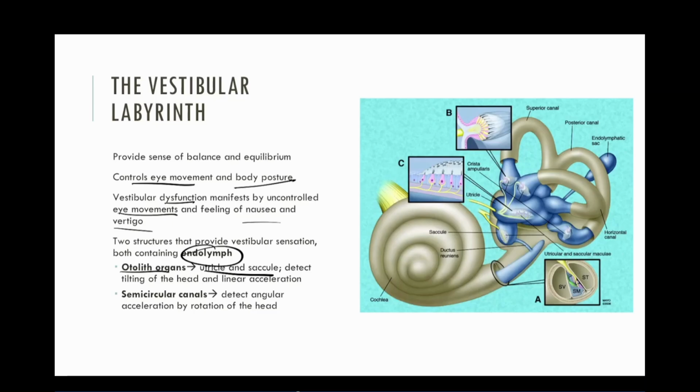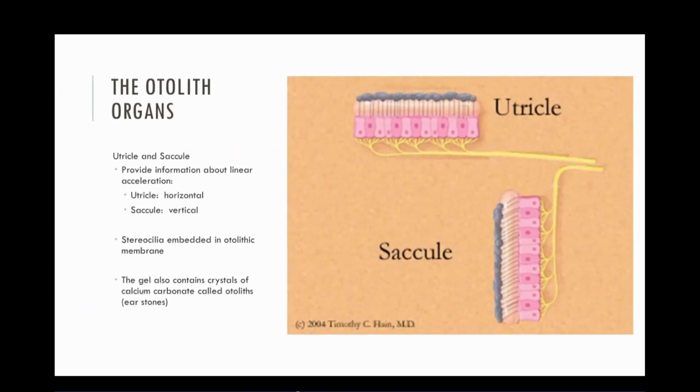The semicircular canals detect angular acceleration. Okay, so we know, are we going on an angle? Are we going up, down, sideways? Which way are we going? And that's where the semicircular canals also come into play. So here is the setup. Utricles are for horizontal motion. Your saccule is for vertical motion.